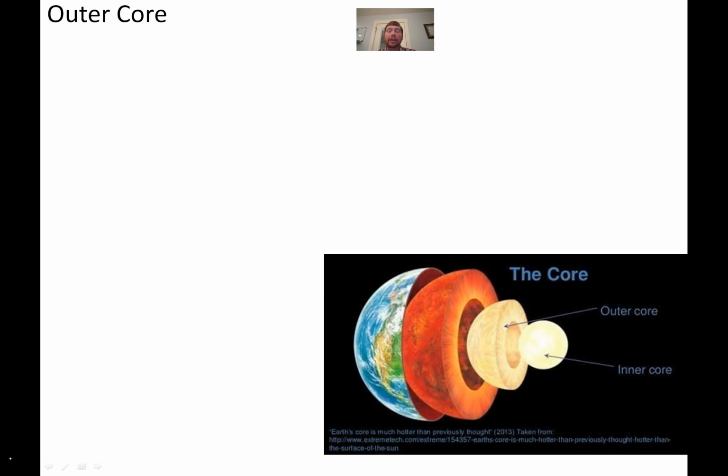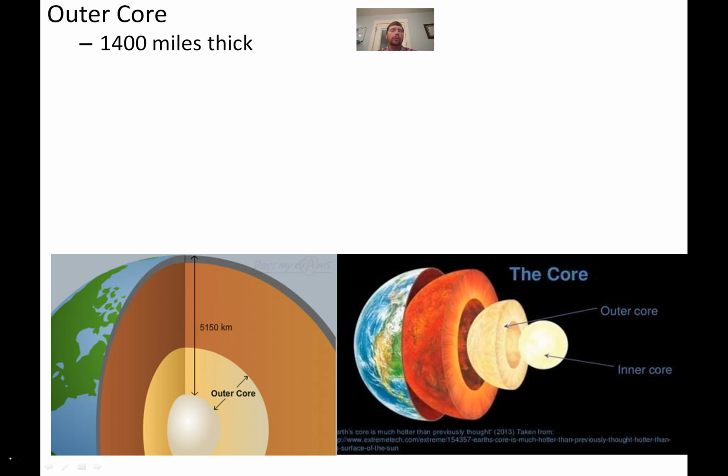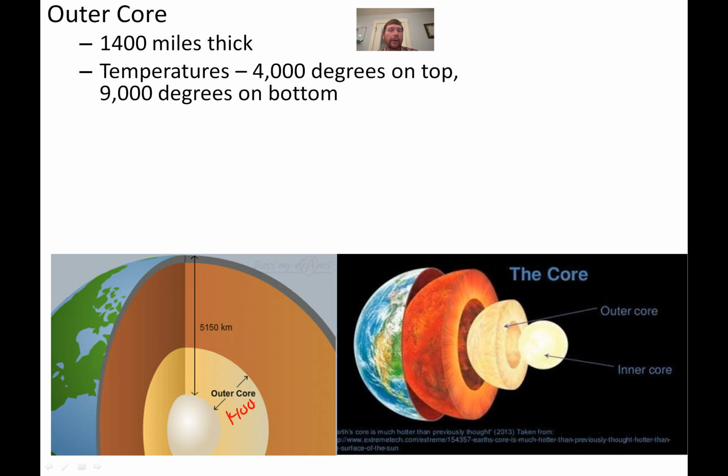So going even deeper, the next layer we're going to encounter is going to be the outer core. So Earth's core is made up of two layers. You got the outer core and you got the inner core, and I'll tell you the reason why we differentiate between the two. But first off, let's talk about the outer core. The outer core is roughly 1,400 miles thick, okay? So about 400 miles thinner than the mantle, so very thick layer still, but just not quite as thick as the mantle.